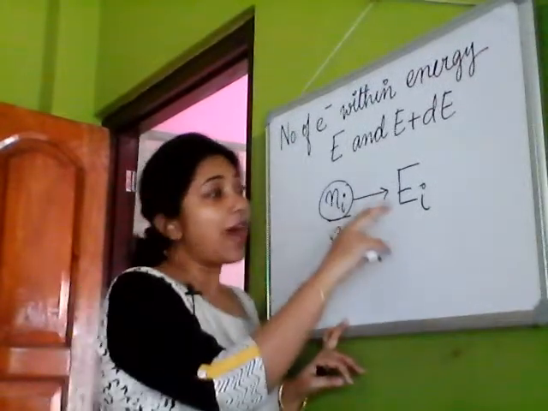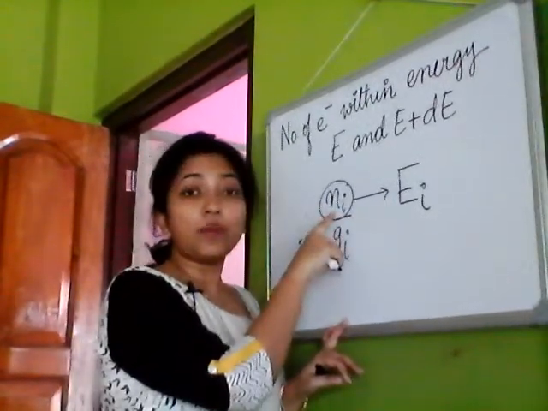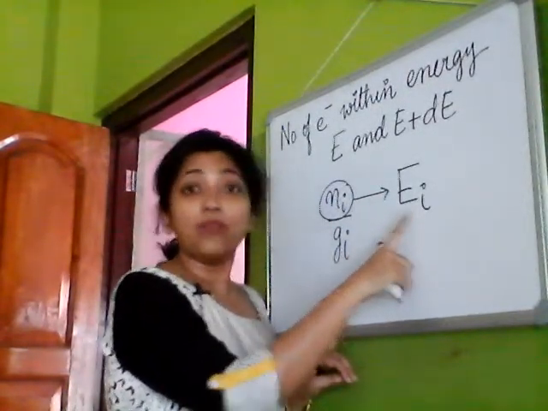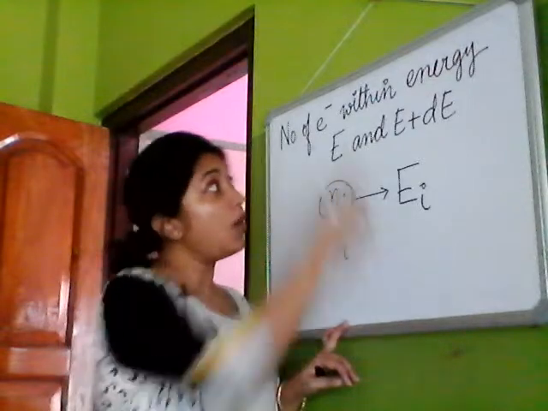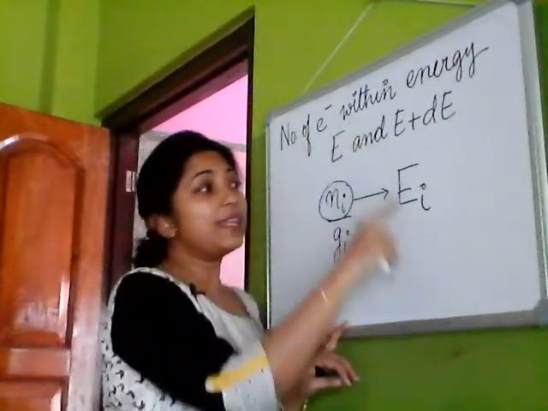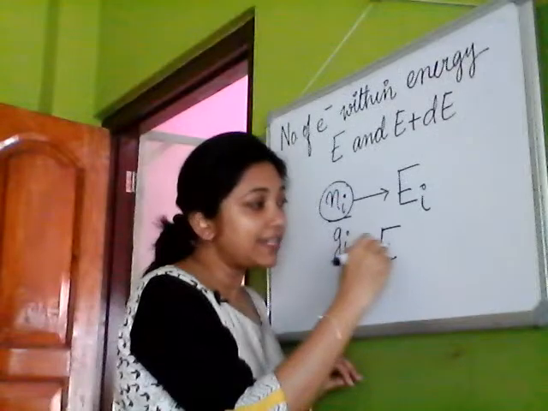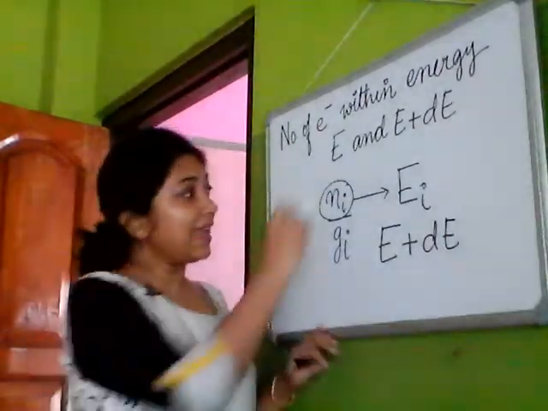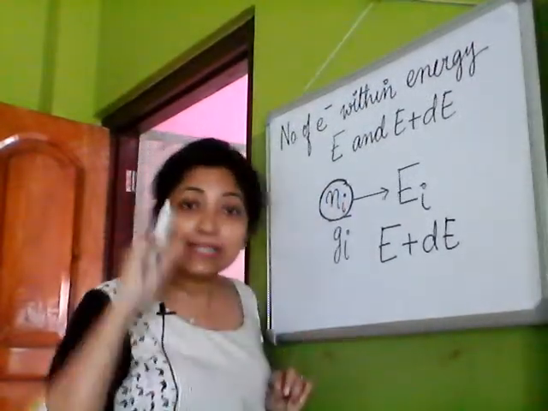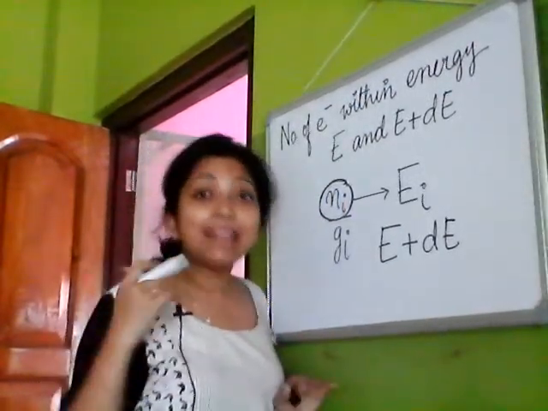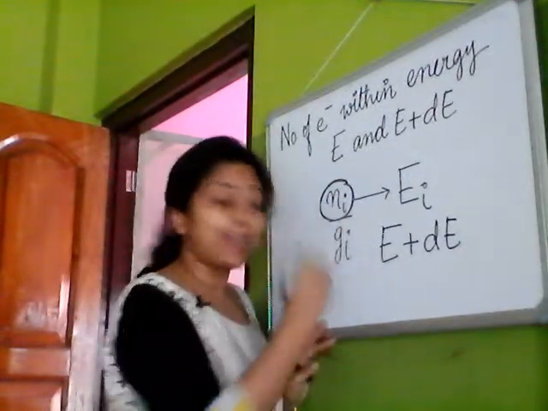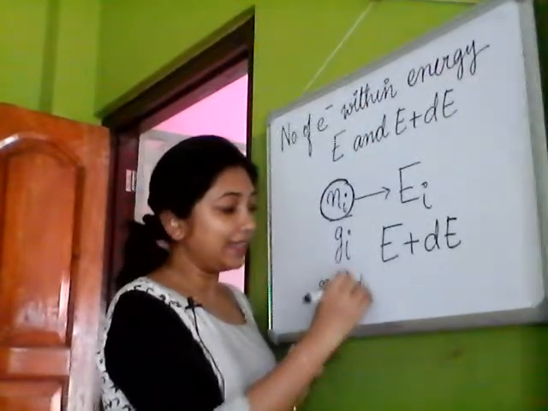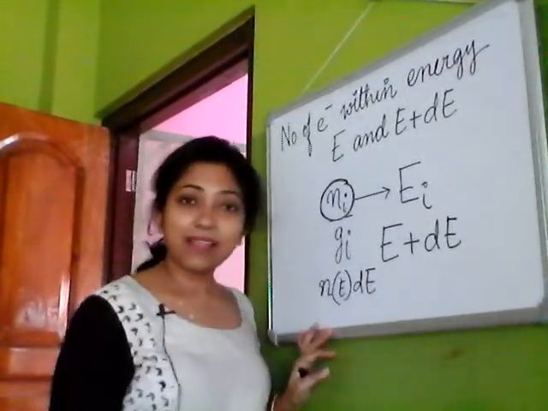Now, instead of asking what are the number of particles exactly on the energy level Ei, we are asking what are these numbers within not only Ei but some energy level E and E plus dE. So instead of having Ni, I am distributing these numbers over a range. And in this case, I will call this Ni as N(E)dE. Are you all with me?